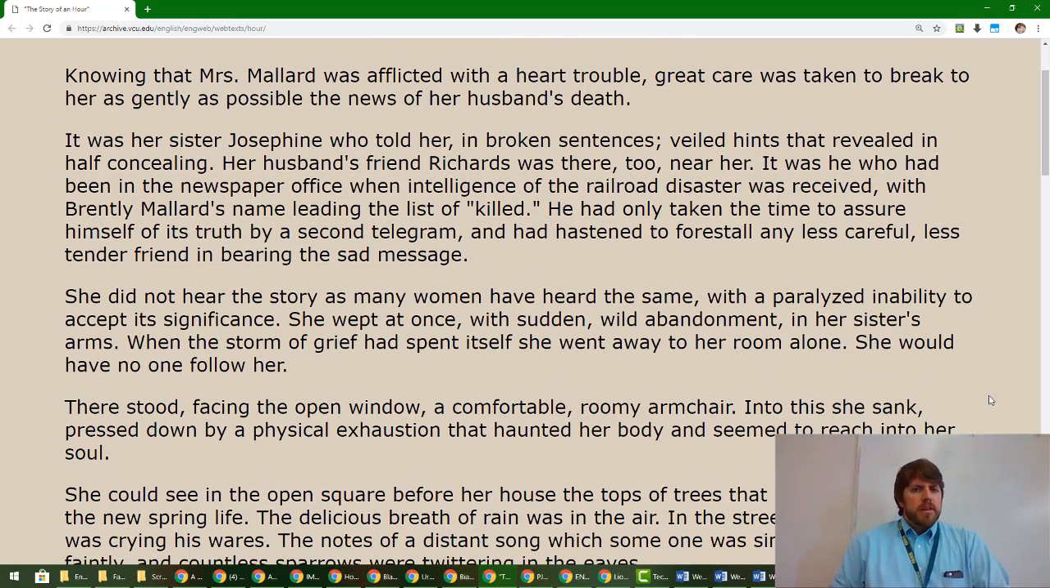Knowing that Mrs. Mallard was afflicted with a heart trouble, great care was taken to break to her as gently as possible the news of her husband's death. It was her sister Josephine who told her, in broken sentences, veiled hints that revealed in half concealing. Her husband's friend Richards was there too, near her. It was he who had been in the newspaper office when intelligence of the railroad disaster was received, with Brentley Mallard's name leading the list of killed. He had only taken the time to assure himself of its truth by a second telegram, and had hastened to forestall any less careful, less tender friend in bearing the sad message.